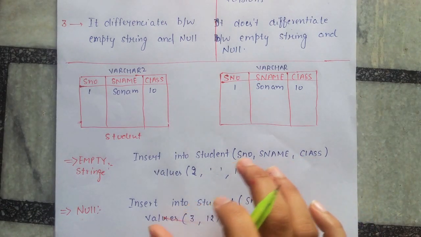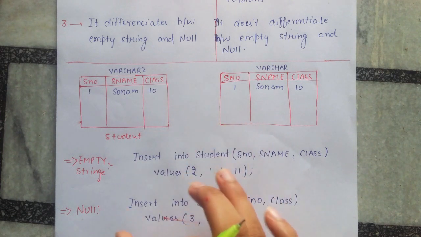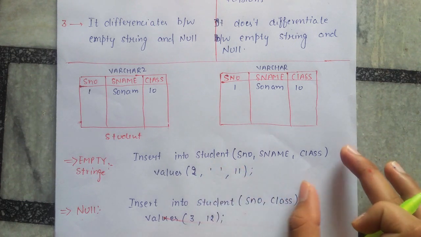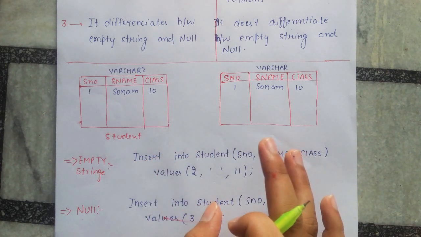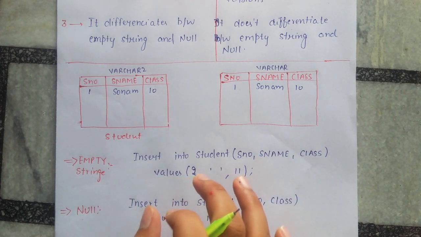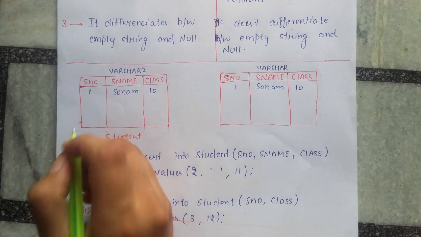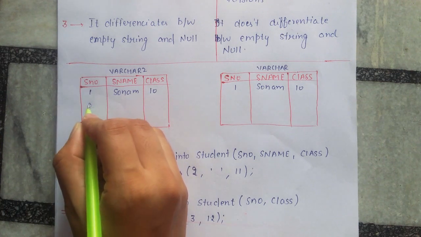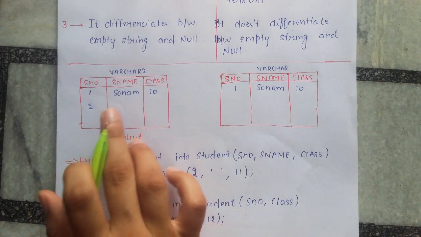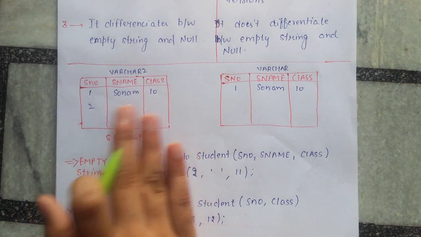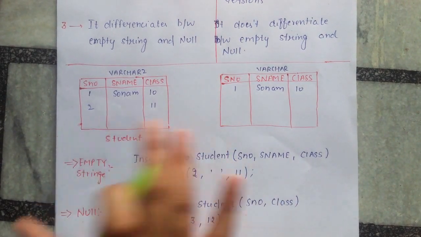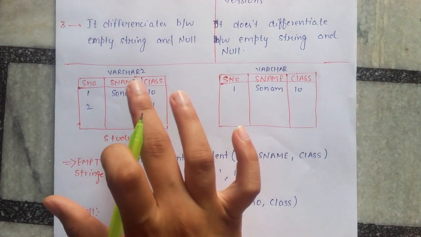Now let's see. If I insert this record into these two tables, how will this record look in both tables? This is an insert query that is used for inserting values into the columns of the table. I'm going to insert this record, firstly into this table. Firstly, the student name is 2. Next, it is an empty string, so it will leave this column as it is, an empty string. And next is 11. So this is what the record looks like in the table where we are using VARCHAR2.